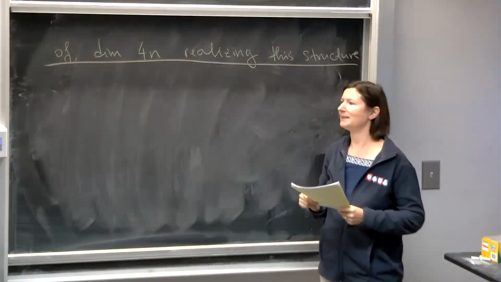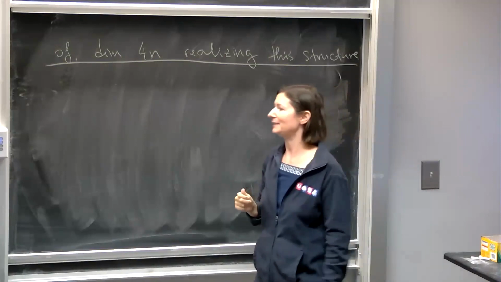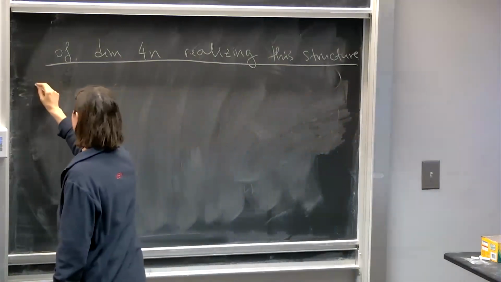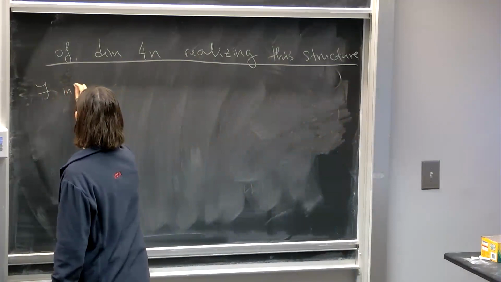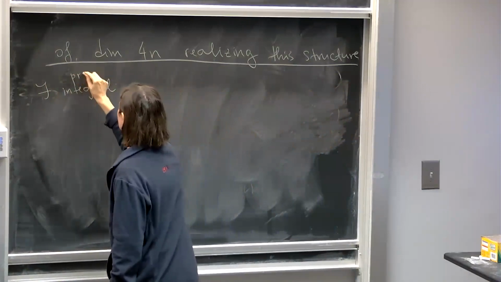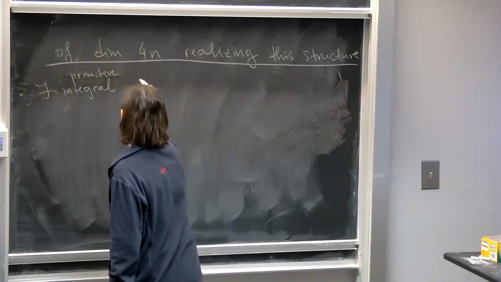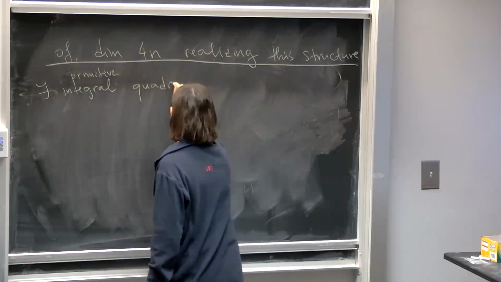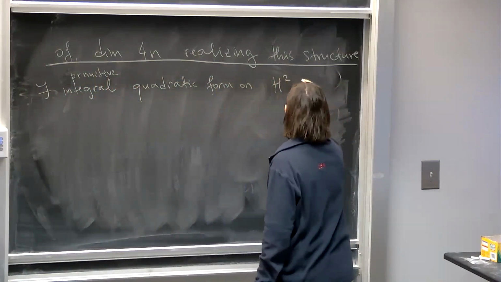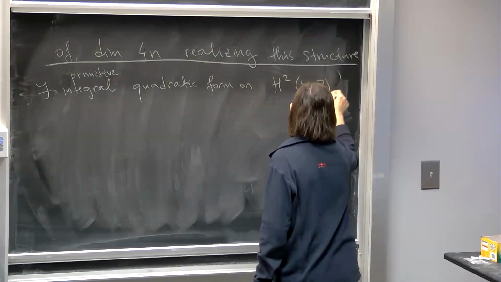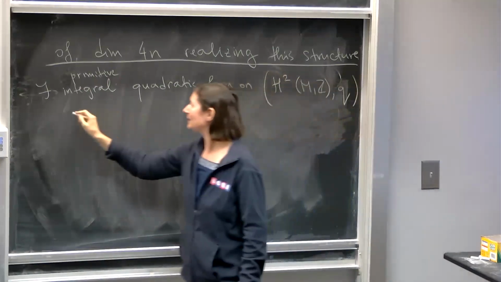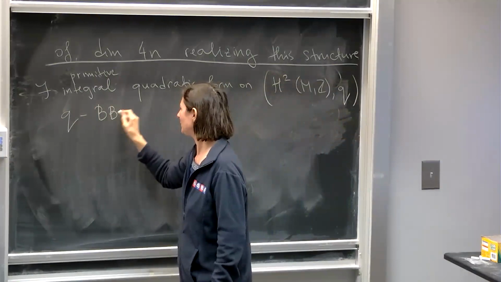And in the same paper, he proved a couple of different finiteness theorems. So, for example, there exists the following integral primitive integral quadratic form of H2, denoted by Q. So this one is the Beauville-Bogomolov-Fujiki form.